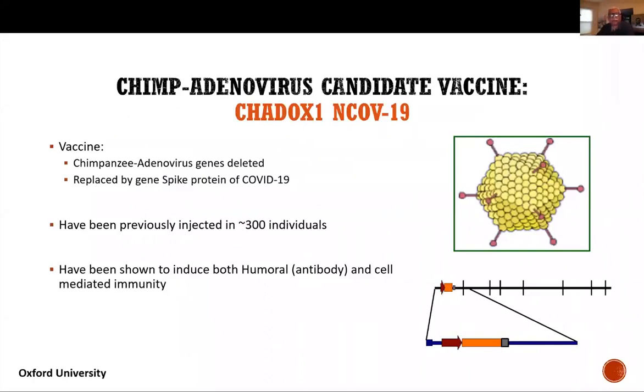The ChAdOx vaccine is a chimp adenovirus candidate vaccine that is expressing the spike protein of COVID. The viral proteins of the adenovirus are removed and replaced with the spike protein of COVID. The Oxford group has injected such a vaccine, not for COVID, but for other diseases like Ebola and others, in about 300 individuals. So they know it is safe. And it induces both humoral and cell-mediated immune responses.